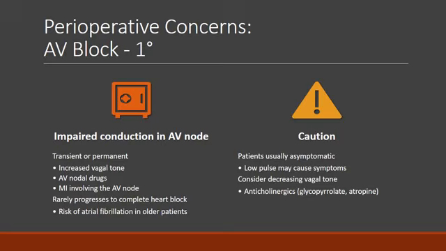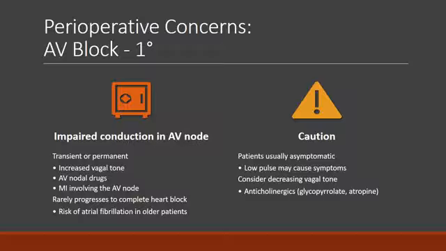Of particular importance, though, is the fact that very rarely does first degree block progress to a complete heart block. Some of the other ones do, and that's why we'll talk about these. But first degree heart block typically isn't that big of a deal. In terms of when to use caution, if the patient's asymptomatic, often we can proceed. One of the things that we can do is consider administering anticholinergic drugs to help overcome the increase in vagal tone. So we can block some of that vagal activity using things like glycopyrrolate or atropine.